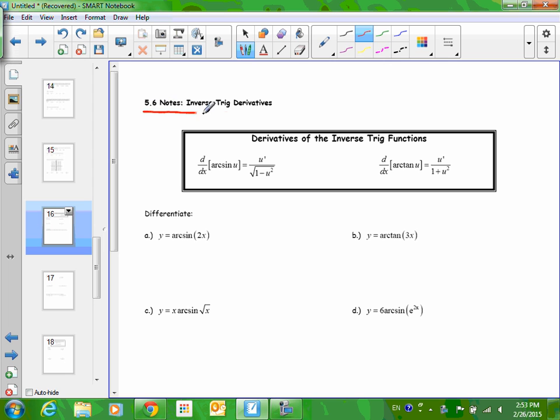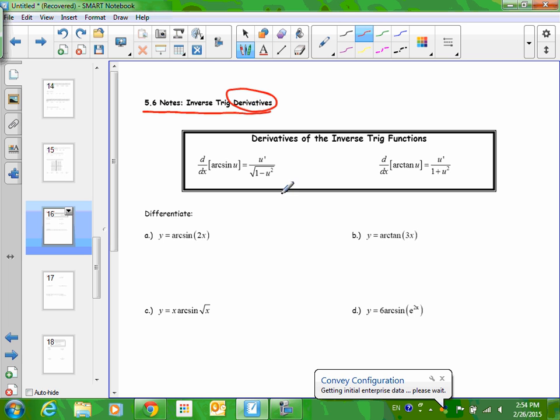Okay, so for 5.6 inverse trig derivatives, we actually already did this. Remember the week that we did L'Hopital's rule back in December? I also taught you then how to derive e to the x and how to derive natural log of x. We didn't really remember a lot of it. We kind of remember that we did it. Okay, I just wanted to expose you to it.